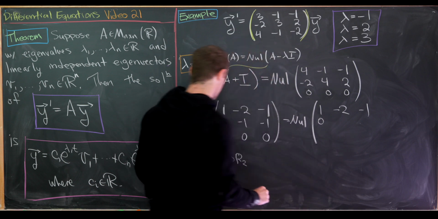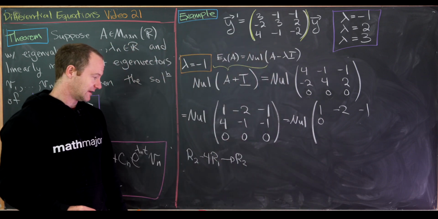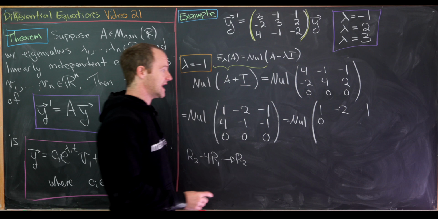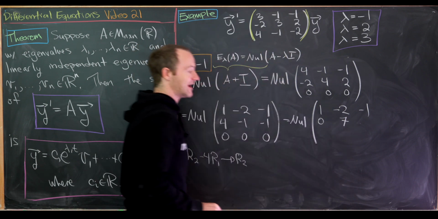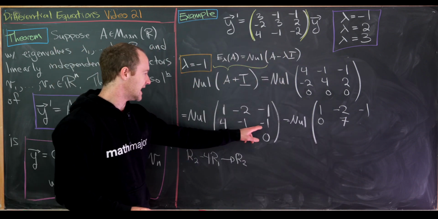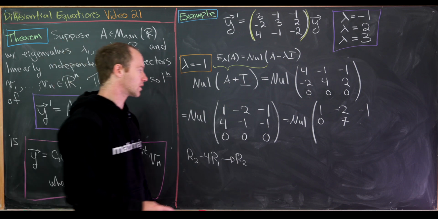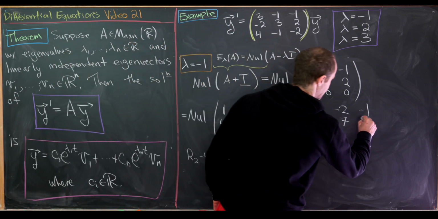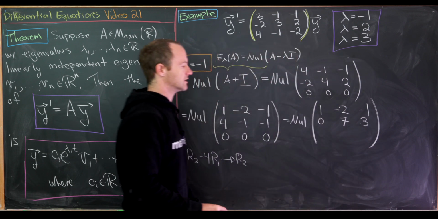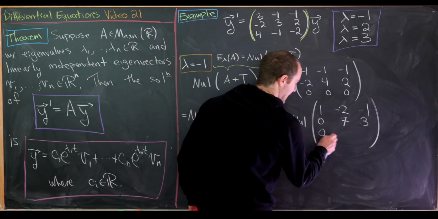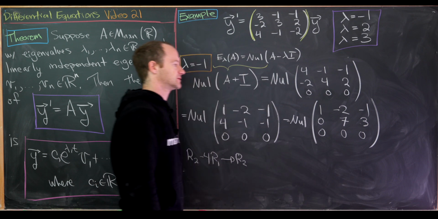So I have a 0 here. Then I have negative 1 plus 8, so that will be the number 7. And then I finally have negative 1 plus 4, so that'll be 3. Okay, so that's looking good. And then my last row is still all zeros.